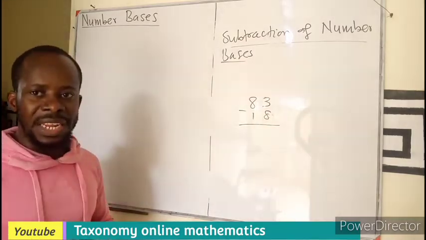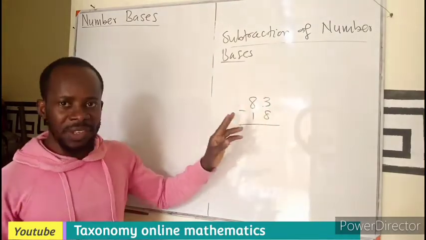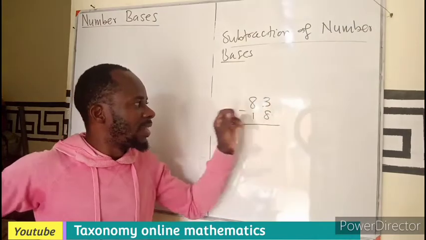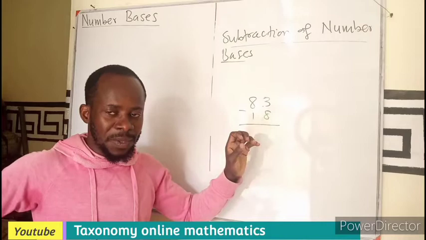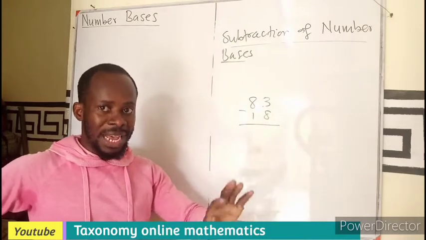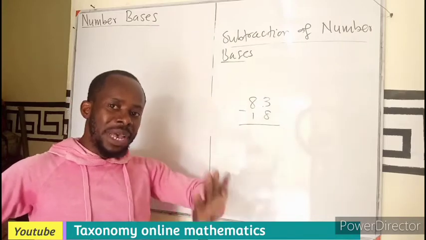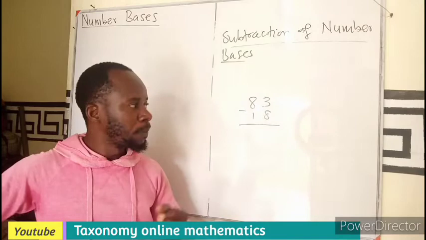We said earlier on that if the number is written without a base, we are in base 10. We want to see how we can do this. This is 83 and this is 18. Let me use the usual borrowing method. I know there are other methods or simple ways of doing this subtraction, but on the basis of this, let's just go with our usual borrowing.